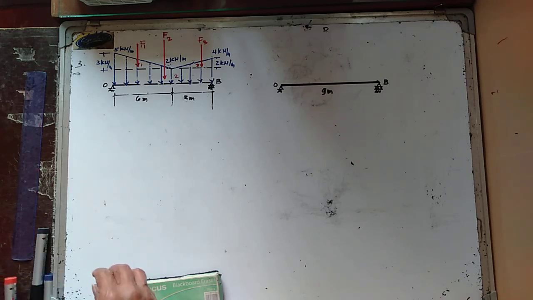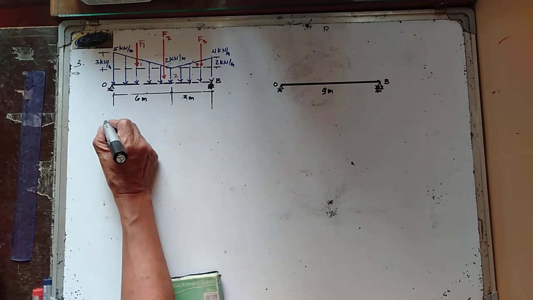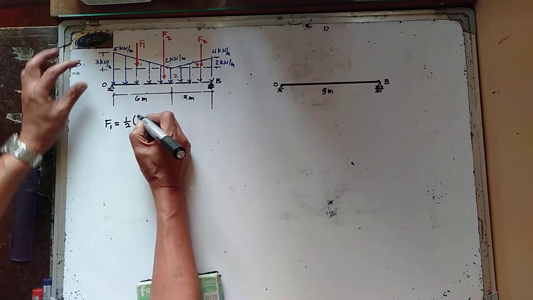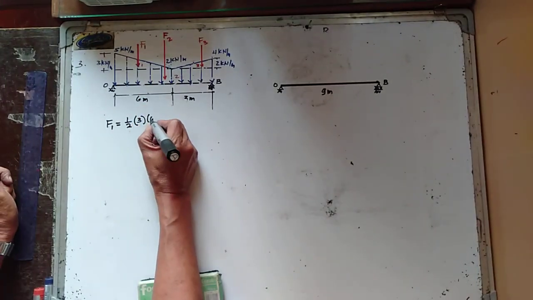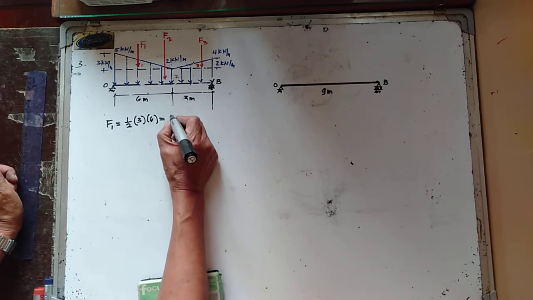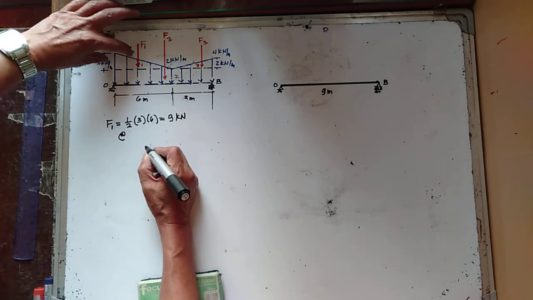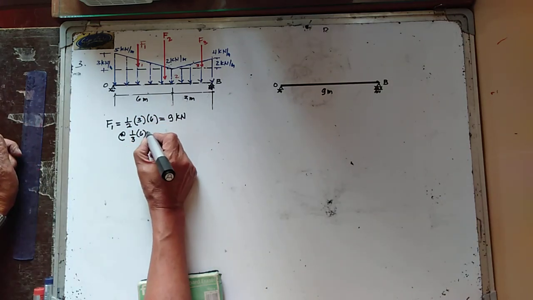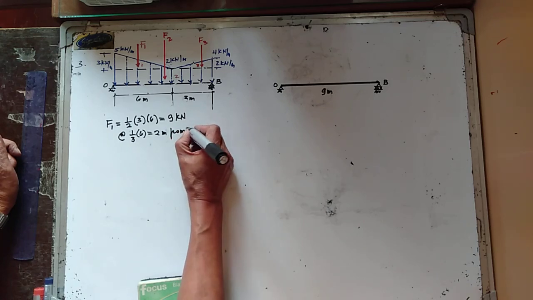Now, the first area, your F1, is equal to 1/2 of 3 multiplied by 6, and this is therefore equal to 9 kilonewtons. And this is now acting at 1/3 of 6, which is equal to 2 meters from point O.